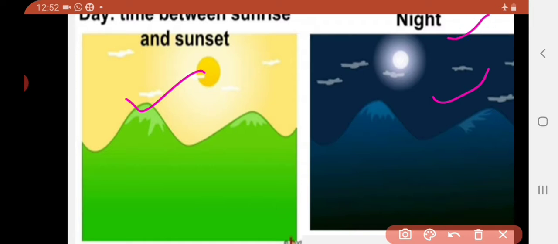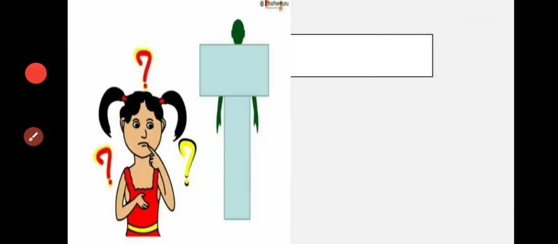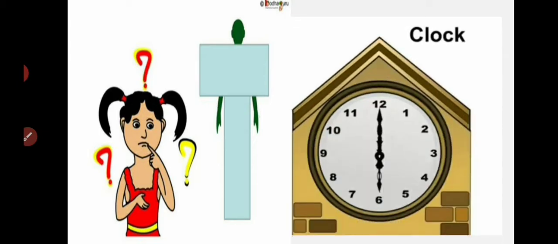And what do we see at night? We see twinkling stars and the bright moon in the sky. So let's solve a riddle. What has two hands and a face, but no arms and no legs? What is this? This is a clock. What is the use of a clock? It tells us time. Dear children, you can see the numbers written on the clock from 1 to 12.